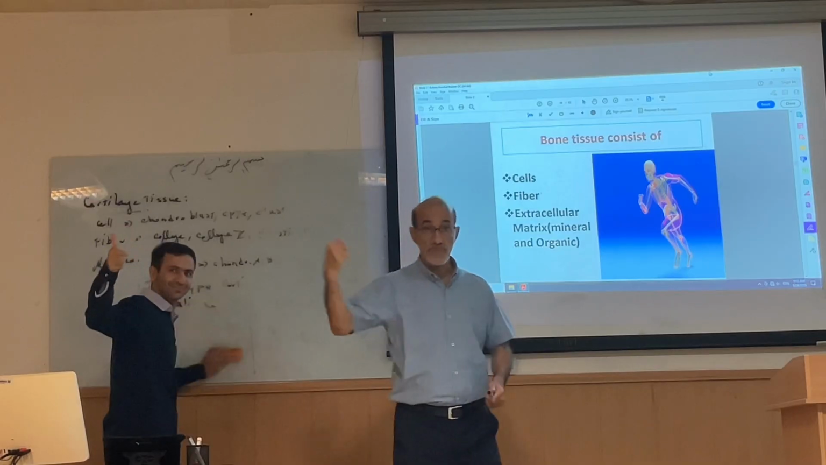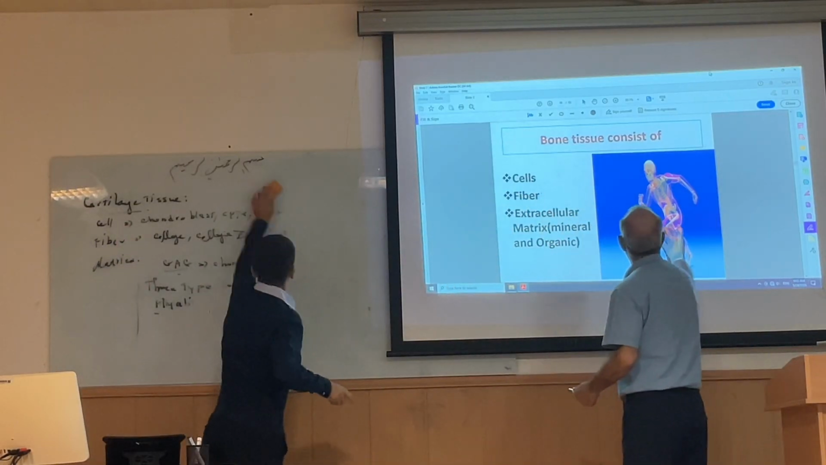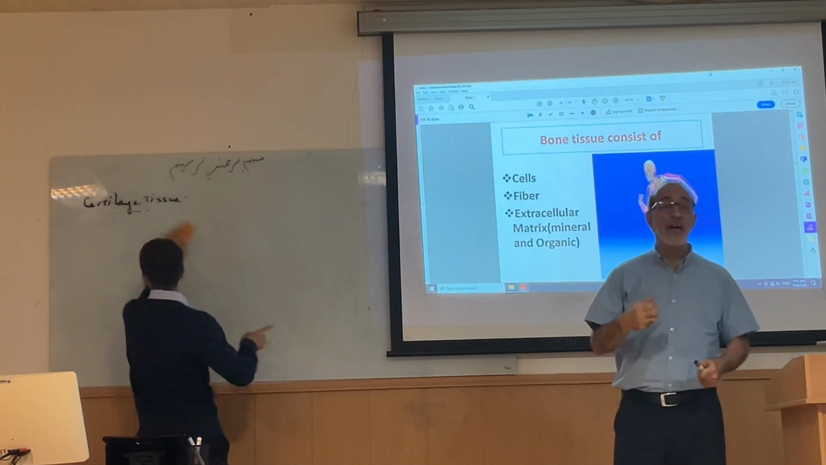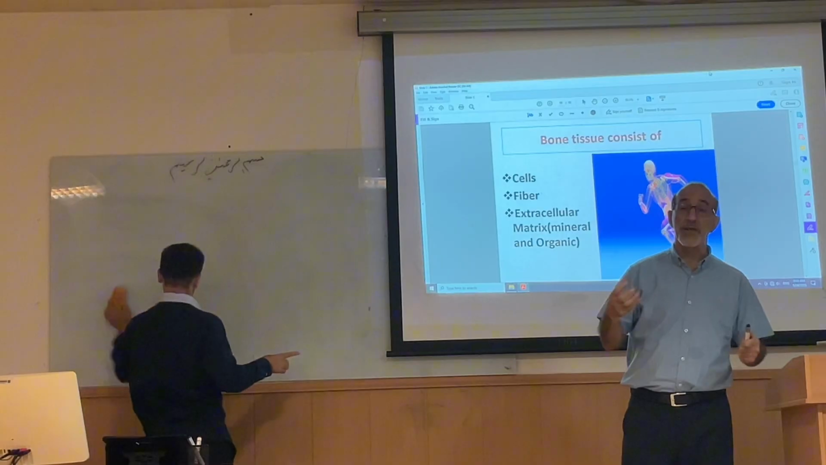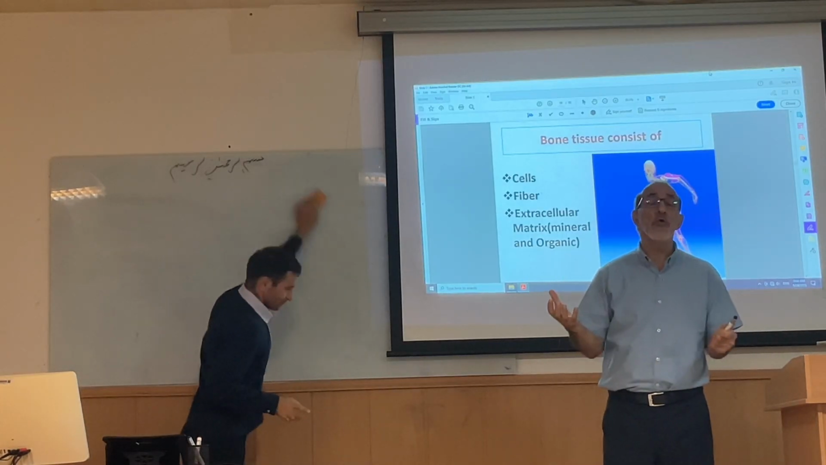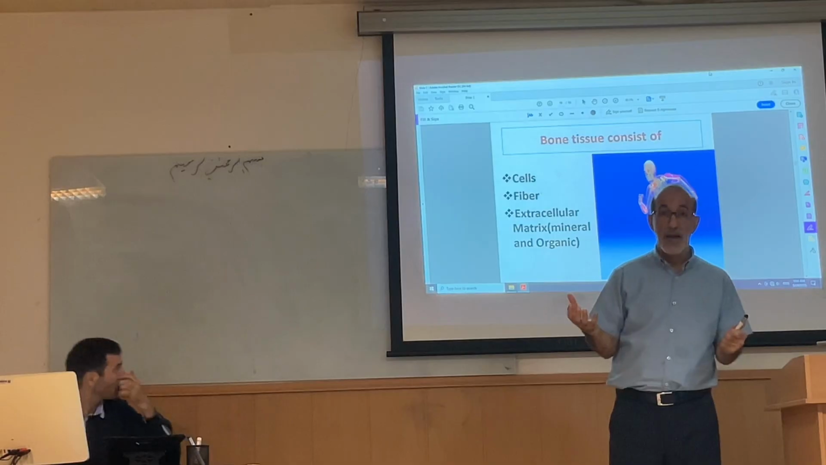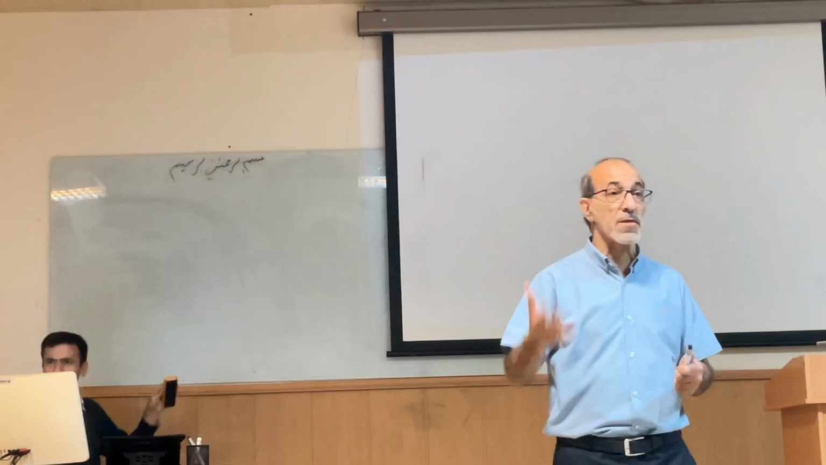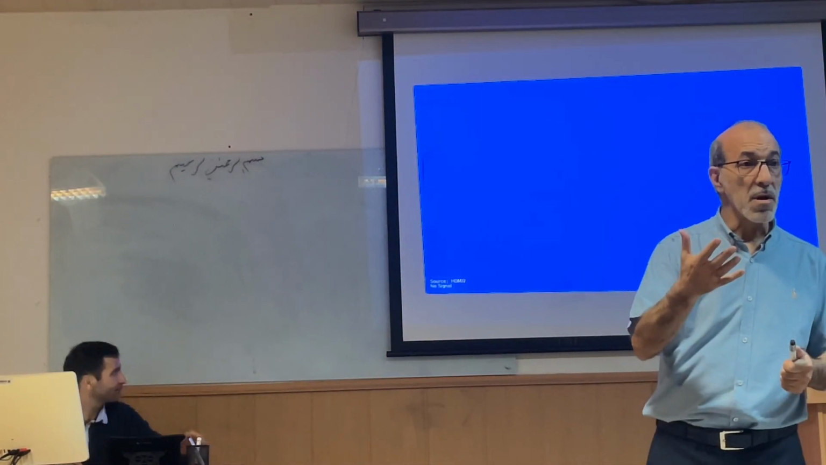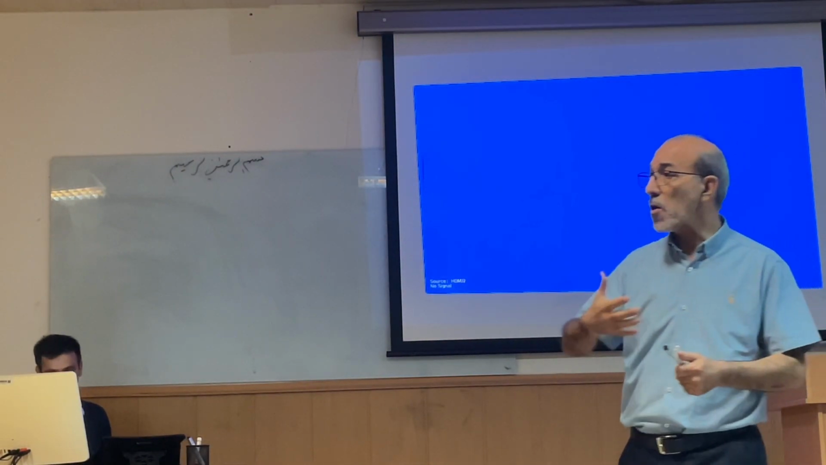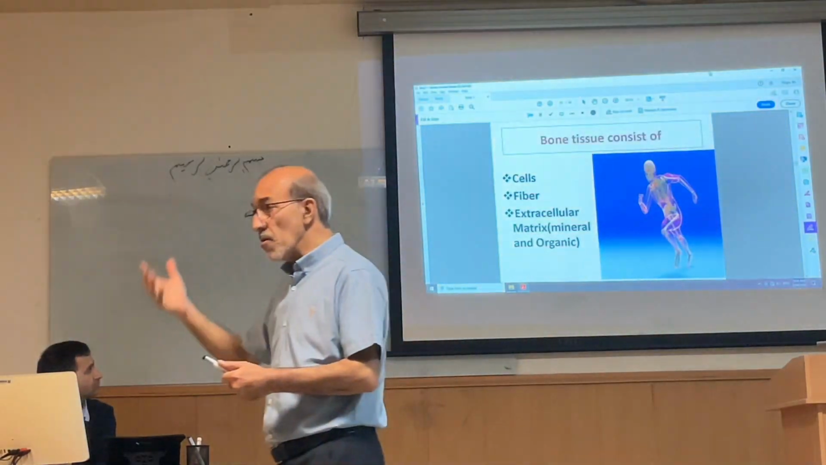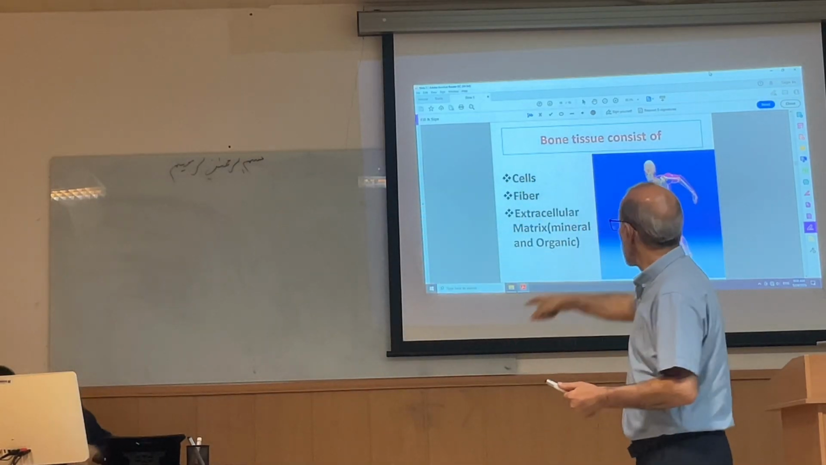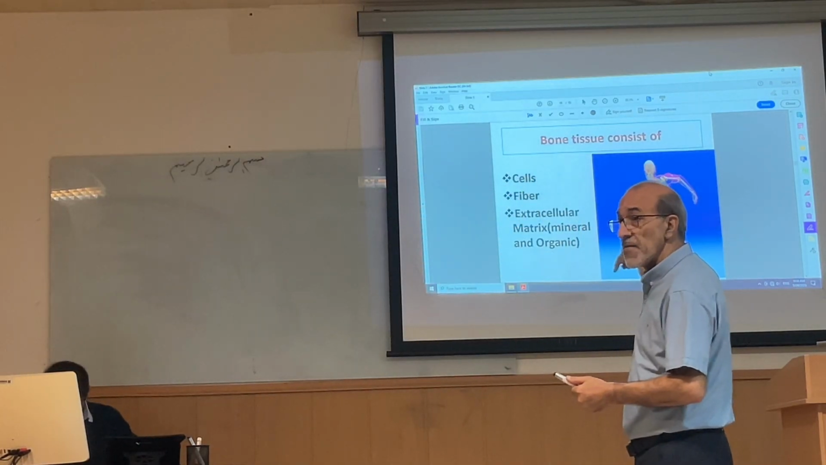Bone is very important in life. Why? Because this tissue has a storage of nutrients and minerals. For example, ions. Okay? Ions: calcium, chloride, sodium, potassium. All ions are stored in this tissue.